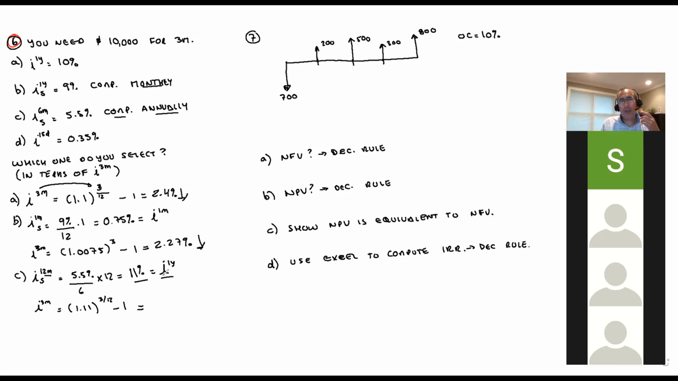Once I have this compounding, the remaining part is easy. If I have the 12 months, I simply transform 1.11 to the 3 over 12 minus 1, and then you should obtain 2.64. Yeah, correct, exactly, 2.64%.